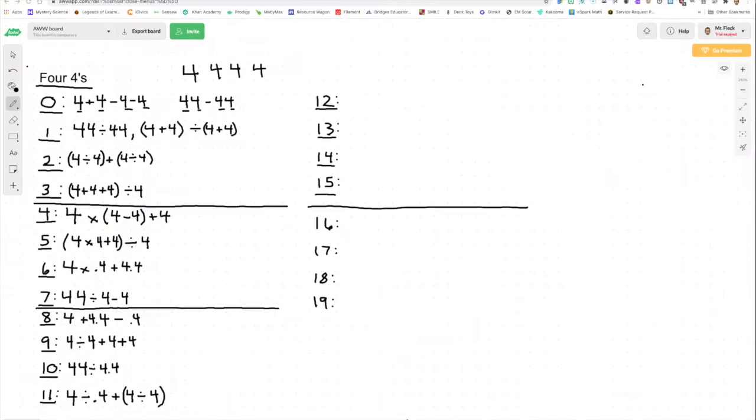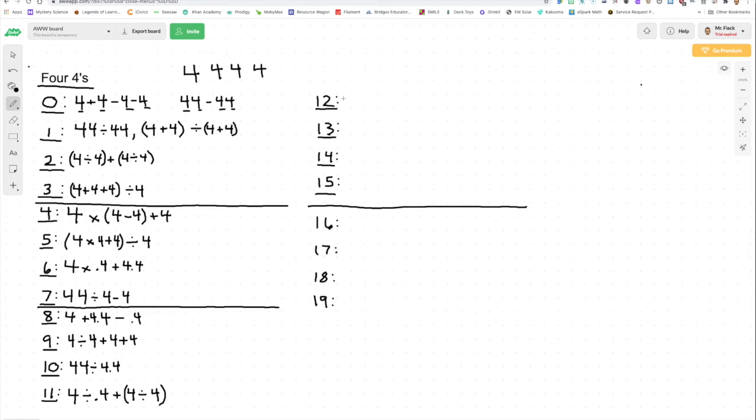Hello boys and girls, today we're going to start with the 4 fours again and going over the solutions for 12, 13, 14, and 15 that you should have found yesterday. And then your first task for today is using 4 fours to solve for 16, 17, 18, and 19. And today we're going to learn a new number and how it works in one of our solutions.